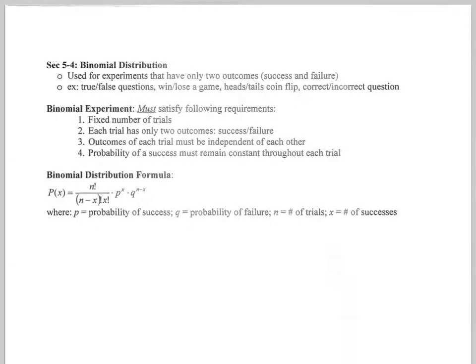I want to talk about binomial distribution and how that ties into probability. This is going to be used when you have two outcomes, a success and a failure. So when we talk about binomial, four things have to be true for us to start with this.